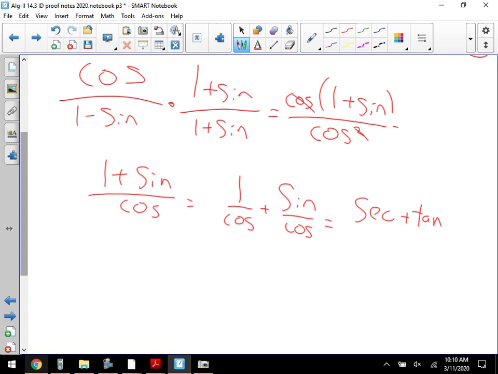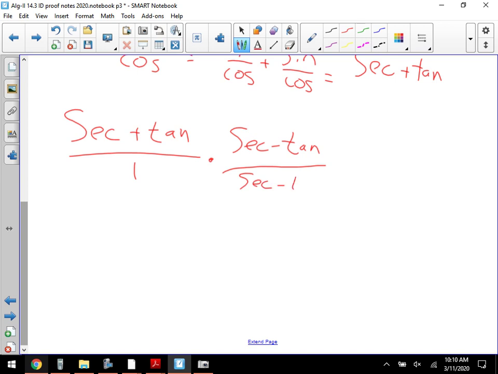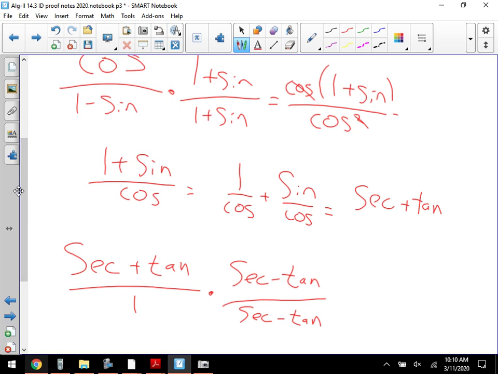What do they do about conjugate then? Oh god, so 1 minus sine. Yep. Because when you FOIL this out, you'll get secant squared minus tangent squared. What's secant squared minus tangent squared? 1. That's how it goes. It should work too.